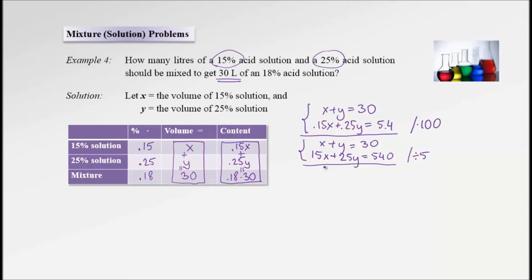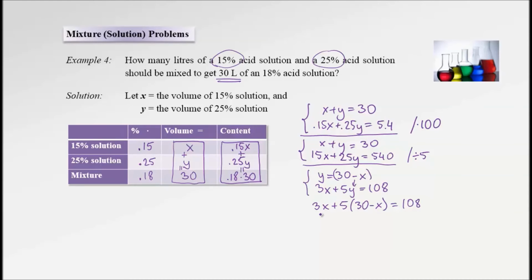In the meantime, let's solve the first equation for y. So we have y equals 30 minus x in preparation for substitution. And the second equation, after dividing by 5, will have 3x plus 5y equals 108. Now I can replace y by 30 minus x in the second equation. So we'll get 3x plus 5 times the bracket 30 minus x equals 108. And then we have an equation with one variable.